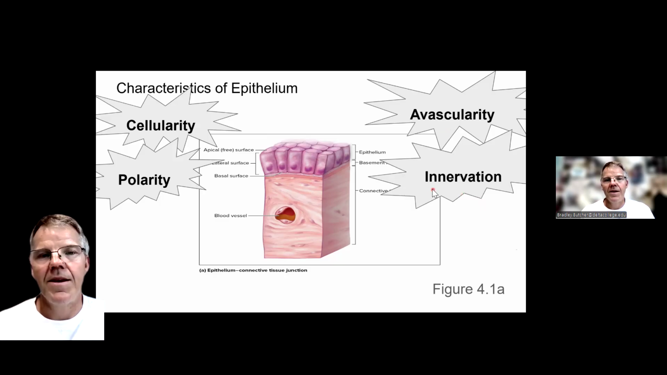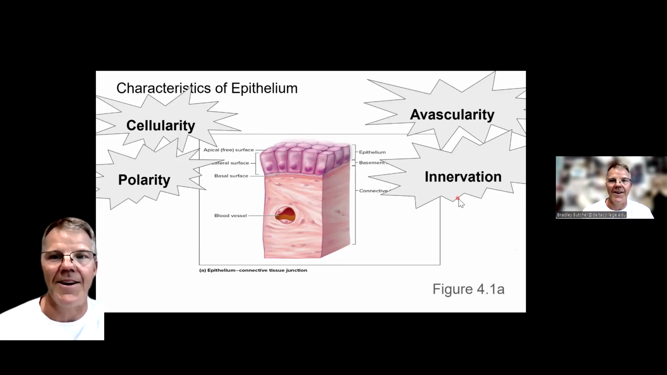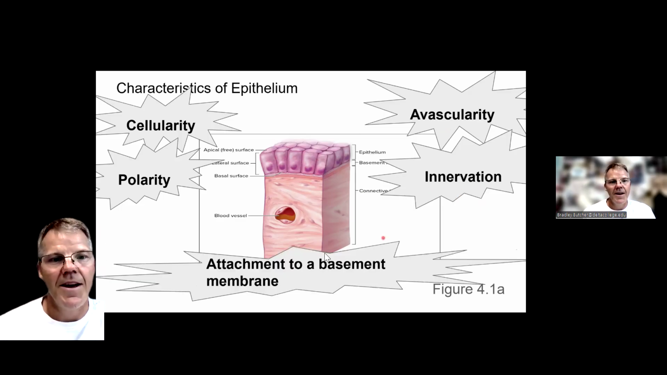Epithelial tissue is also characterized by its innervation. It is highly innervated, meaning that there are lots of nerves and sensory cells within epithelial tissue. It needs to sense the outside world, and so it is highly innervated. And then epithelial tissue is attached to a basement membrane, right?